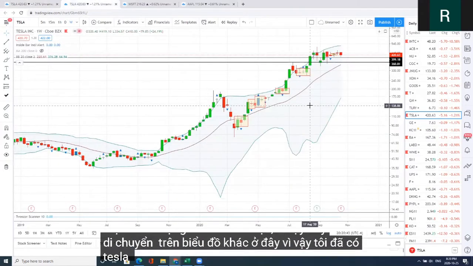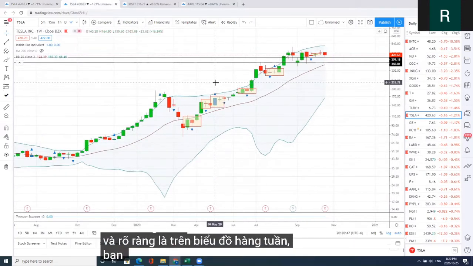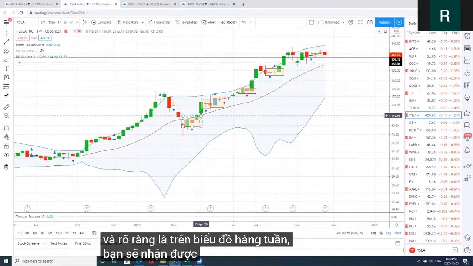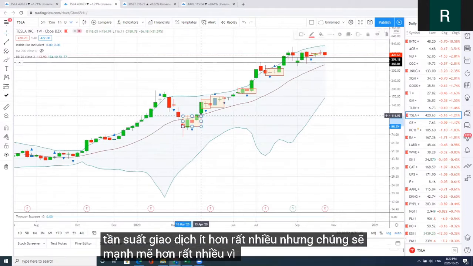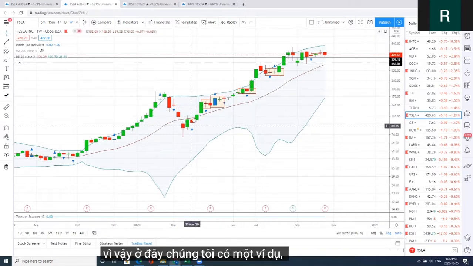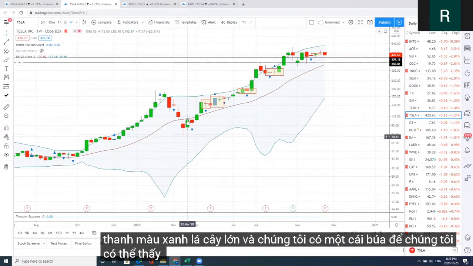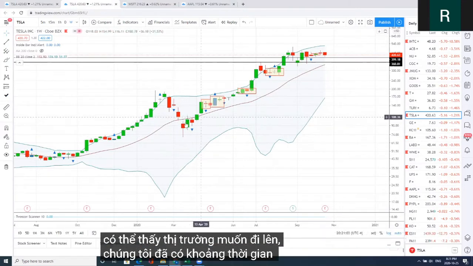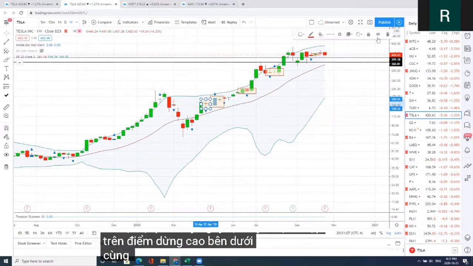So I have the Tesla weekly, and obviously on the weekly charts, you're going to get a lot less frequency of trades, but they're going to be a lot more powerful because there's a lot more money involved in a weekly candle. So here we have an example. We look to the left, we had a big green bar and we had a hammer. So we could see the market wanted to go up. We had this period of rest and then we had this breakout right here. So entry above the high, stop below the low. Same thing for these right here.